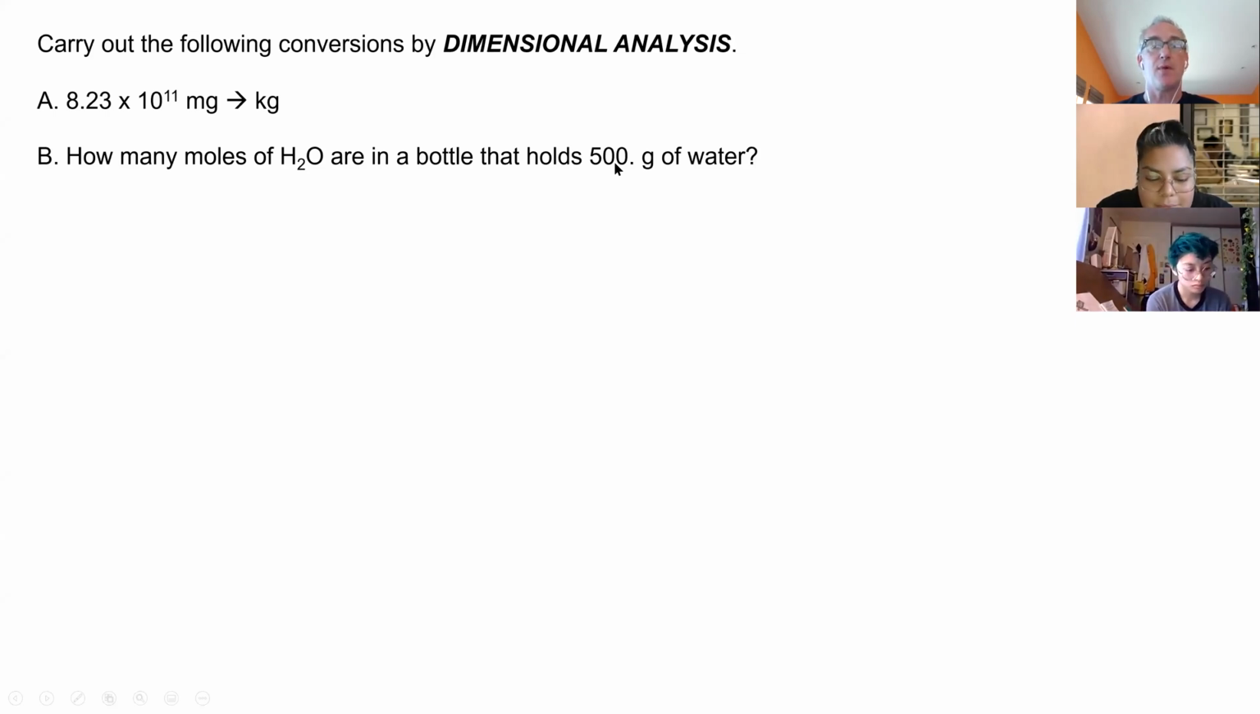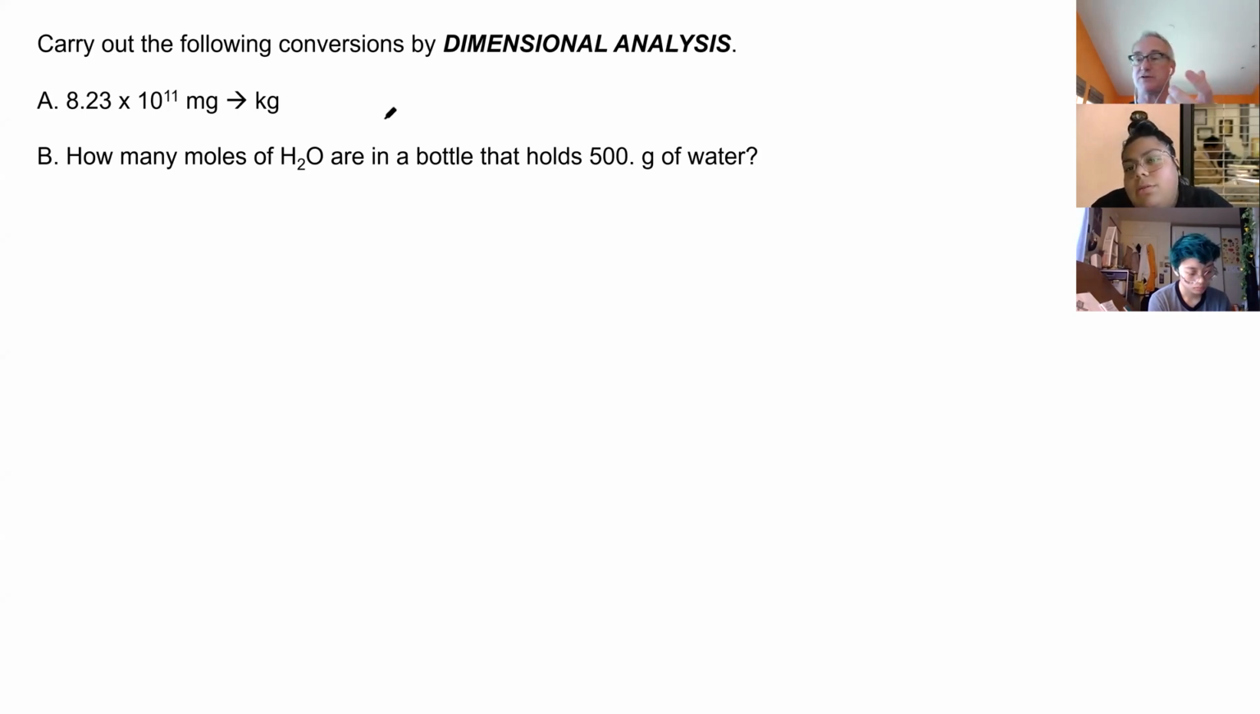So second one. Since we've gone over moles, what information are we going to need for the second question? How many moles of water? Hopefully you know that H2O is water at this point. How many moles of water are in 500 grams? What information do we need to answer that question? Hydrogen's molar mass and oxygen's. Right, we're going to need the molar mass of water to answer that question.